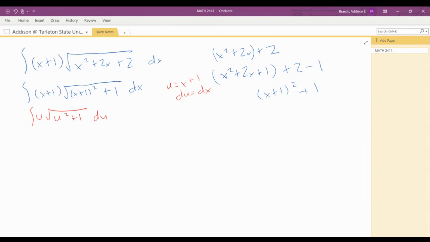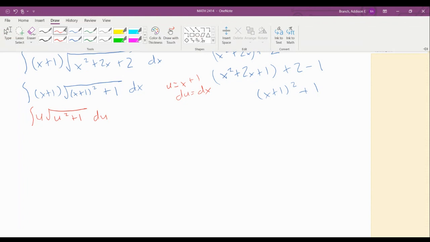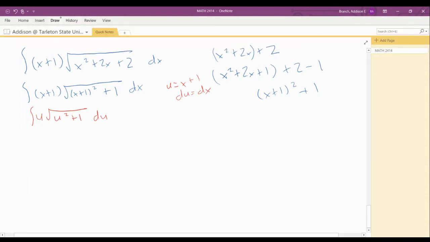So now I have a u squared and then a 1. Now we can take that and turn it into a trig sub, where we say that u is tangent of theta and du is secant squared of theta d theta.